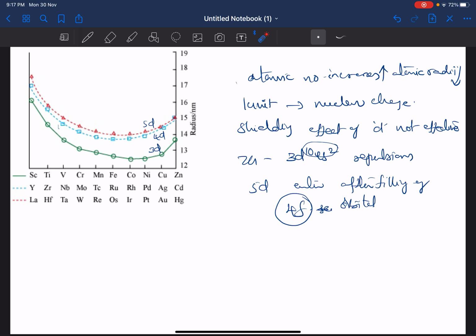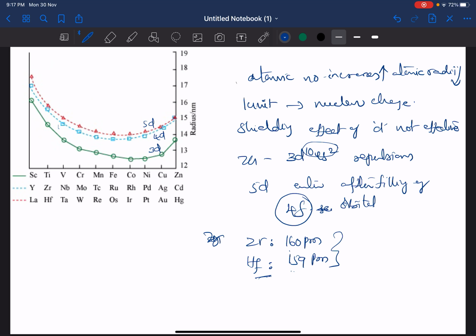For example, if you take zirconium in the 4d series, it has an atomic radius of 160 picometers, whereas hafnium has an atomic radius of 159 picometers. So here there is evidence that the atomic radii of these two elements, belonging to the 4d and 5d series, are nearly the same. One is 160 and the other is 159 picometers.